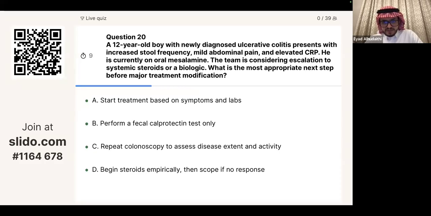Start treatment based on symptom and labs, perform fecal calprotectin test only, repeat colonoscopy to assess disease extent and activity, begin steroid empirically, then scope if no response.